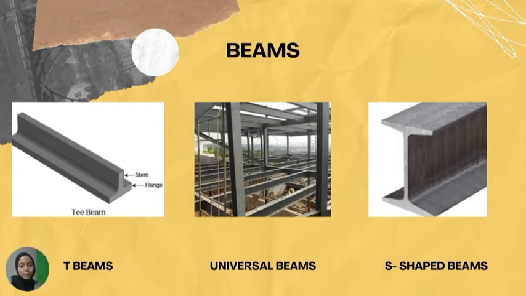And the last one is S-shaped beam, or called American Standard Beam. It has a web connection between a rolled section and two narrow flanges parallel to one another.